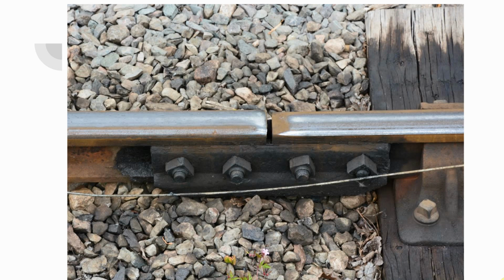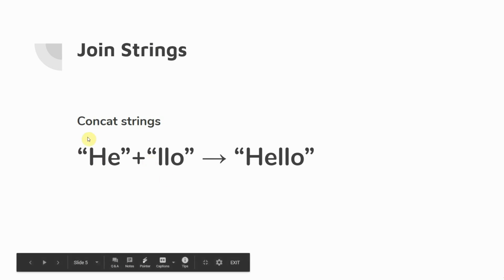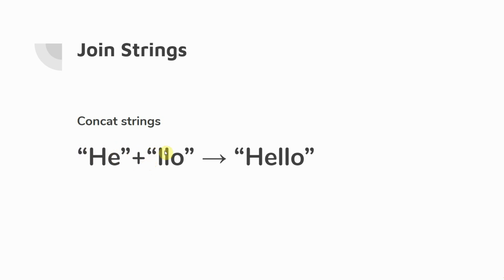Similarly, strings can be joined together. If we look at this example, here we can see "HE" is one string, plus is a concatenation operator here, and "LO" is another string. When we concatenate them using the plus operator, it will become "hello", a new string.